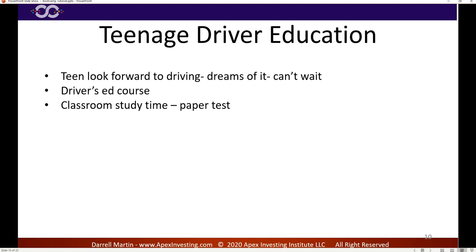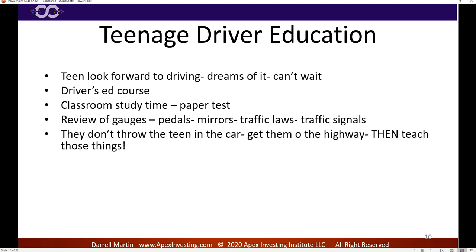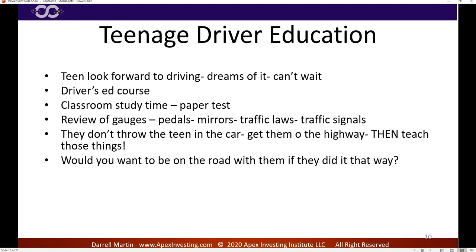They're in the classroom. They're in study time. They're doing a paper test. They're understanding what all the gauges on the car are for. What are the pedals? How do they work? How to use your mirrors. What are the traffic laws? What are the traffic signals? They do all of that before they throw them in a car with a teacher and let them drive on the highway, right? And thank goodness. I wouldn't want to be on the road with them like that, right?